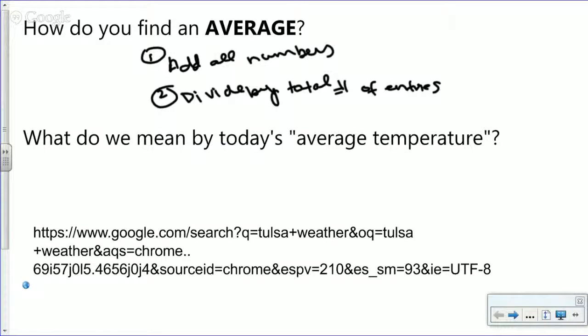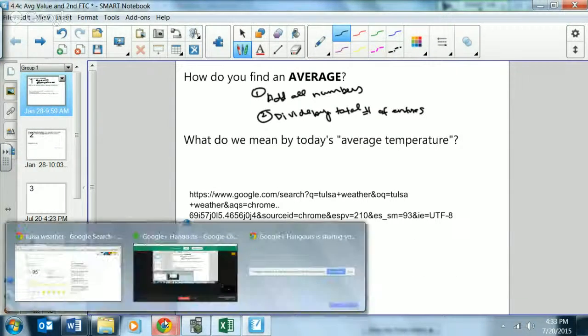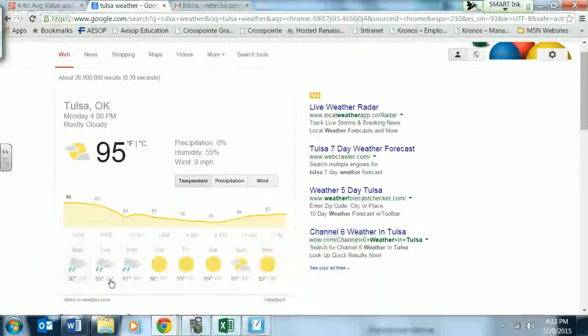Okay, well, let's take a look at something that maybe we say commonly, but we really need some calculus to figure out. Let's look at what we mean when we talk about today's average temperature. Well, let's take a look. This is July 20th, so this is probably much different from your current temperature, but let's take a look at today's temperature as well as predictions. It's 95 degrees out right now. Now, how could I find the average temperature for the past 24 hours?